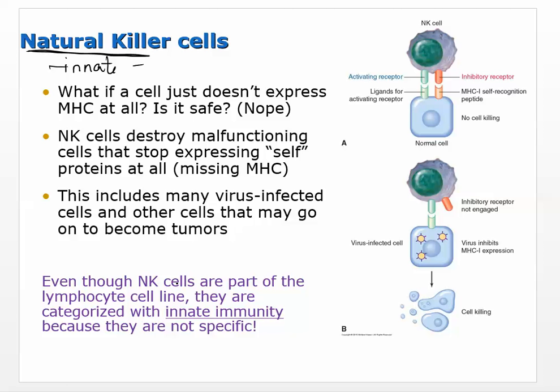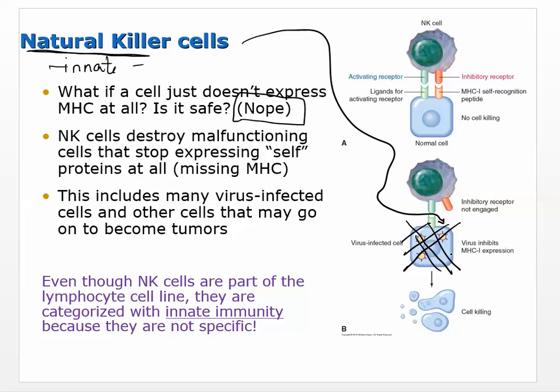So, what if we stopped the cell from making MHC1? With no MHC1, it's not going to be able to tell the cytotoxic T cells that we're here. So the question is, what if a cell just doesn't express MHC at all? Is it safe? And the answer is no. We have natural killer cells, and when they go down here, they'll see, oh, you don't have MHC1. If you don't have MHC1, there must be something wrong, and it will take it out.